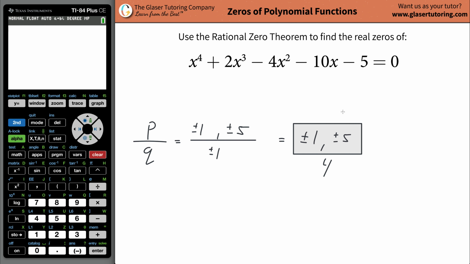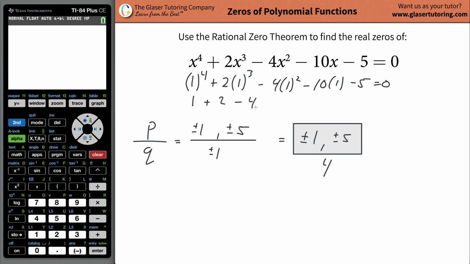The idea now is that you're going to take one of those values. Let's take positive 1. And you're going to plug that in everywhere you see x. So there's going to be 1 to the fourth, plus 2 times 1 cubed, minus 4 times 1 squared, minus 10 times 1, minus 5. And what I'm going to check is to see if this equals 0. So this is a 1, this would be 2, this would be minus 4, minus 10, minus 5. This isn't looking too promising. Does this equal 0? I don't think so.